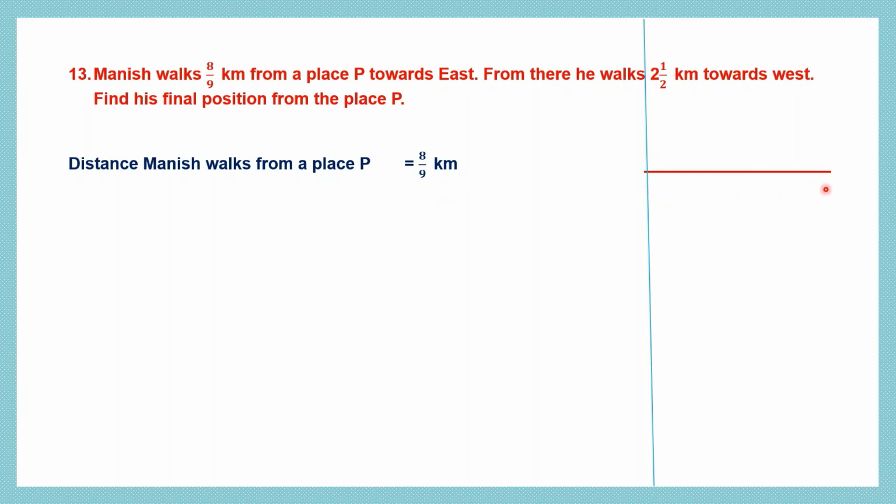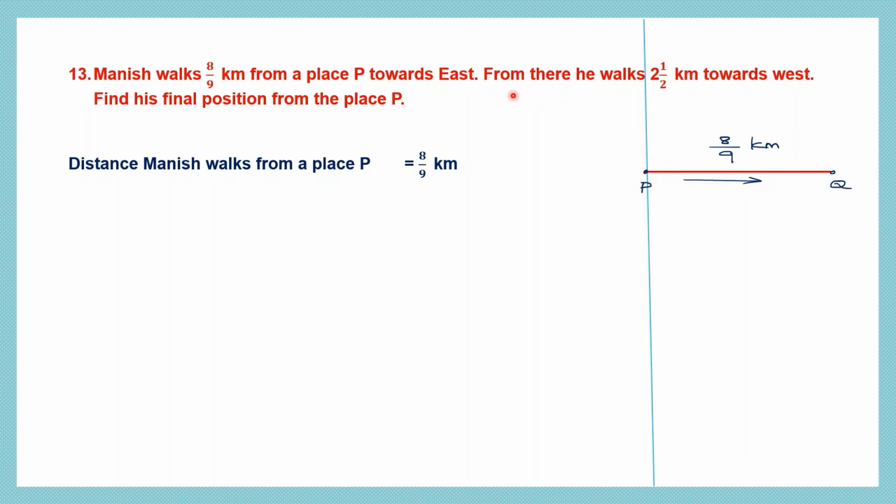Let's understand with the help of a figure. So suppose we mark this point P. Now Manish has walked towards the east. That means he's walking towards the east. We'll mark this point Q, up to a point Q, and the distance that he walked is 8 by 9 kilometers. So this is the first part of the question. Now from there, that is from Q, he walks 2.5 kilometers towards the west. That means he's walking backwards now, isn't it? First he moved towards Q, now he's moving the other way towards P.